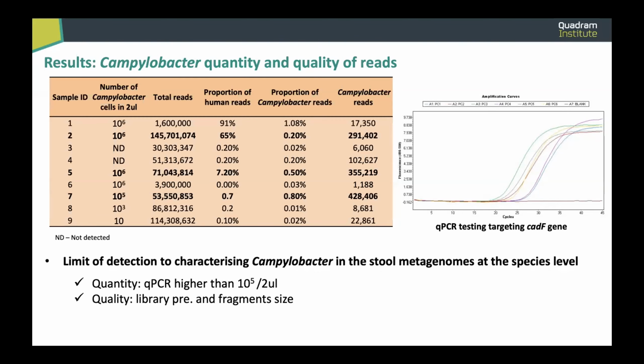What we found here is that qPCR can give us an idea of the quantity of Campylobacter in the metagenome and what to approximately expect from the sequencing. And as you can see in this table, the amount of Campylobacter reads that was generated from the sequencing ranged from 1,000 to more than 400,000 reads. For the samples highlighted in bold, I was able to assemble sufficient Campylobacter genomes and analyze them, and I will be talking about that in the following slide.